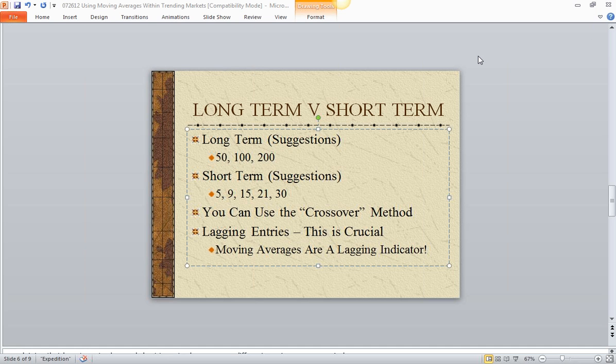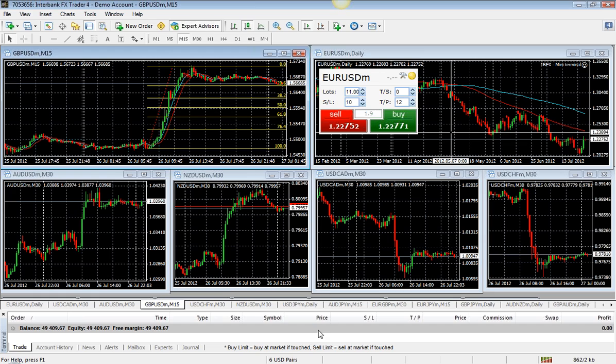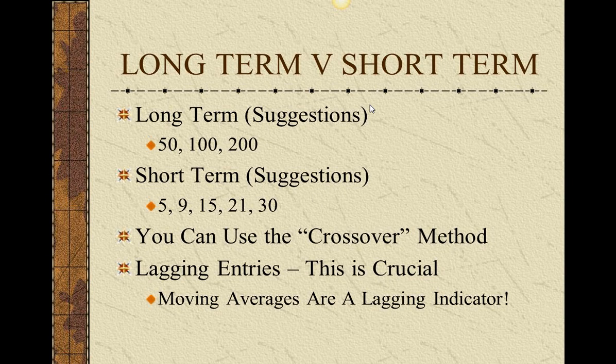Let me get this back to the right screen here. Let me get this back to the slideshow. So these are just suggestions.